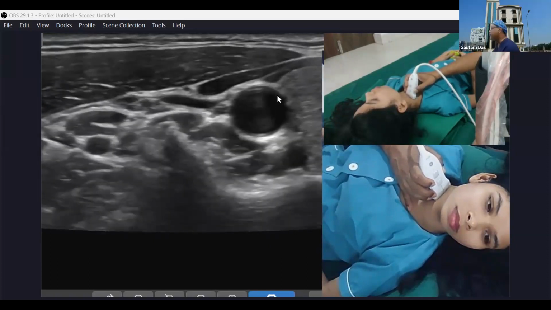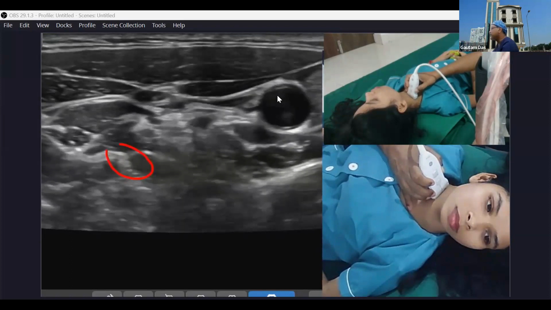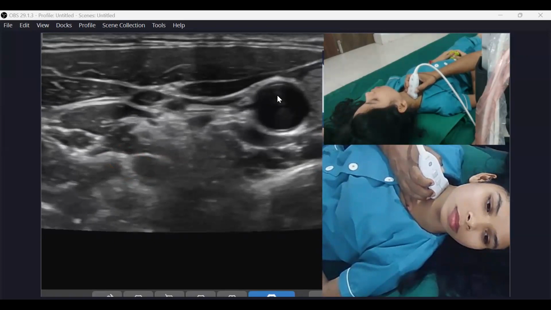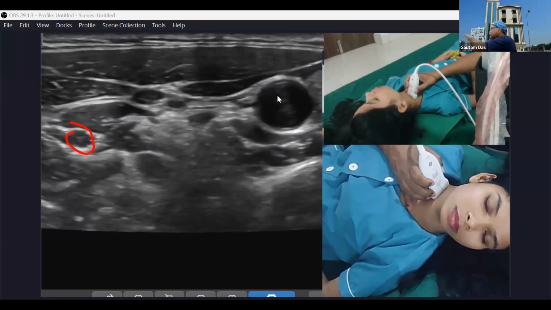So now if I'm coming down, one nerve root is coming, this one. What is this nerve root? C6. C6, very good. And there is another nerve root here. What is this nerve root?